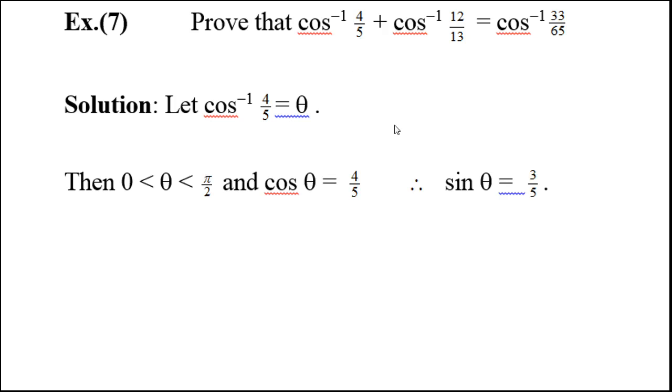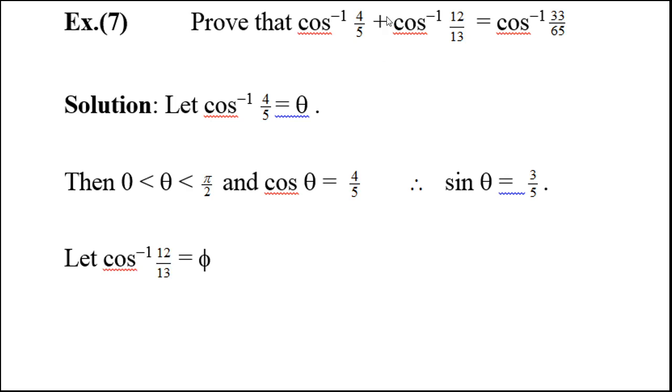and this angle theta lies between 0 to pi/2 because 4/5 is positive. Cos theta is positive in the first quadrant. Cos theta is negative in the second quadrant. Therefore, since this 4/5 is positive, theta lies between 0 to pi/2. Cos theta is equal to 4/5. Using a right angle triangle, I can find the value of sin theta, and sin theta is 3/5. So from cos theta, I have obtained the value of sin theta.